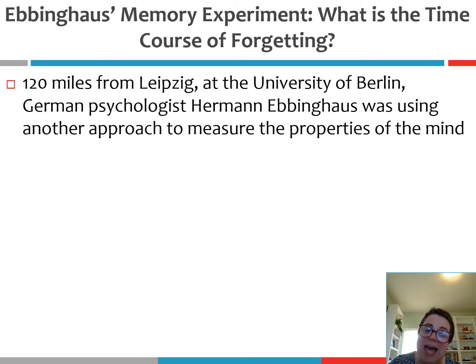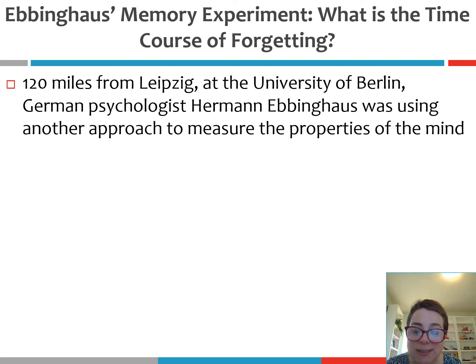So who was Ebbinghaus? Well, 120 miles from Leipzig, there was a German psychologist, and by the way, Leipzig is significant because the University of Leipzig was where the first ever psychological research study was conducted by Wilhelm Wundt. So we'll talk about him in our next video on structuralism. But in any case, at the University of Berlin, German psychologist Hermann Ebbinghaus was using another approach to properly measure properties of the mind.